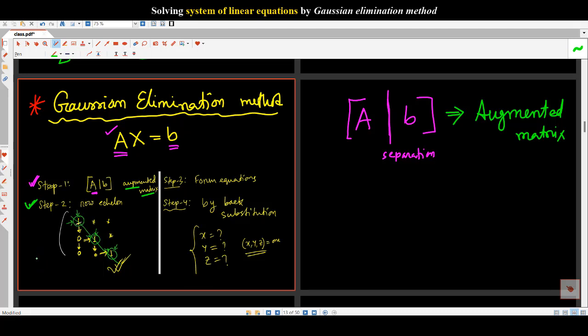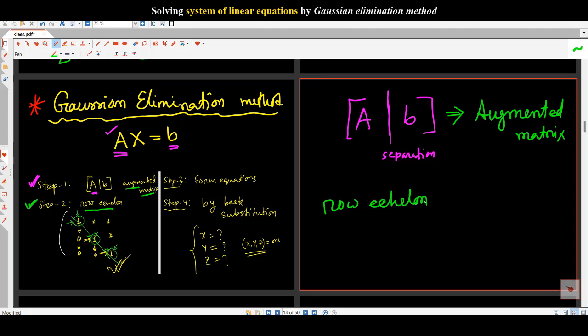Then step 2. So in step 2, we have to perform row echelon technique. So what is row echelon technique? This is also known as elementary row operation. So row echelon. If we apply Gauss-Jordan technique, then that is known as row reduced echelon. But here we need just row echelon. It is also known as elementary row operation.